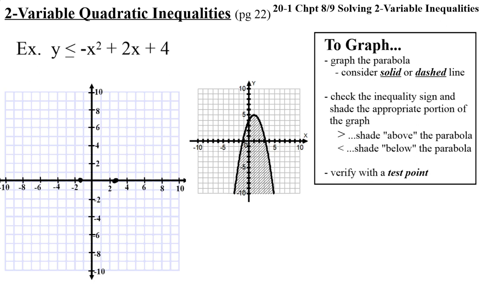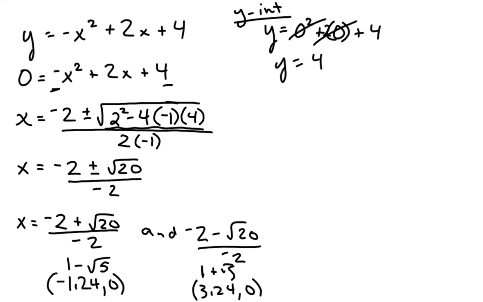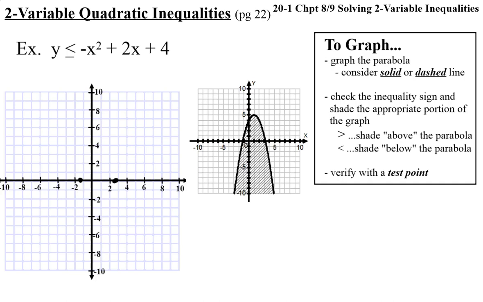Well, here's what's nice. The other one that's nice is the y-intercept when x is 0. If I just want to do a quick graph, y-intercept, x is 0. Well, these are all zeros, so y is equal to 4. So we have 0, 4 as the y-intercept.